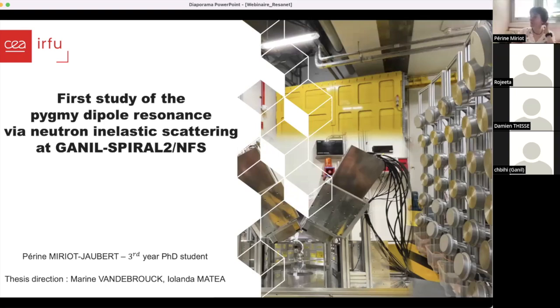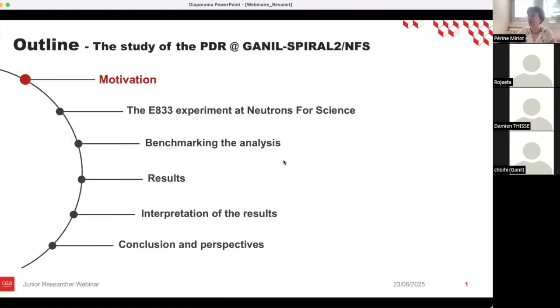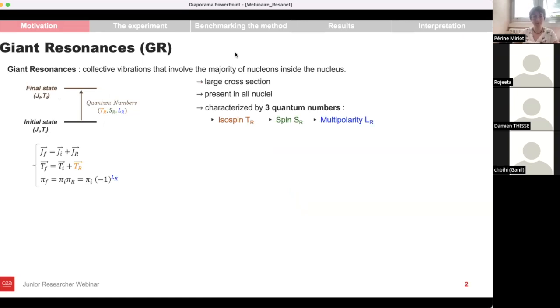So indeed, today I will present my PhD work to you, and I will first start with some context and the motivation for this study of the pygmy dipole resonance via neutron inelastic scattering. And first, I will start with a brief reminder of the giant resonances, which are collective vibration modes of nuclei that involve the majority of the nucleons and which have this large cross-section and are present in all nuclei.